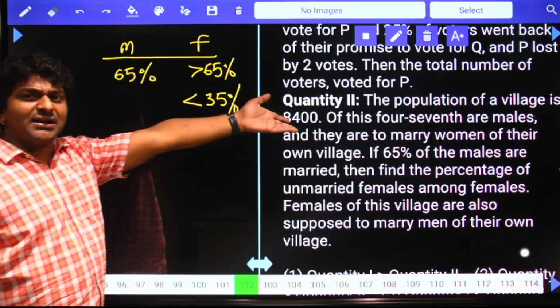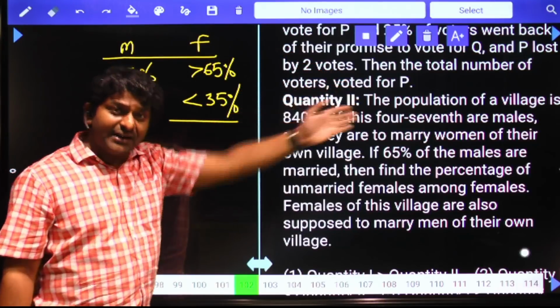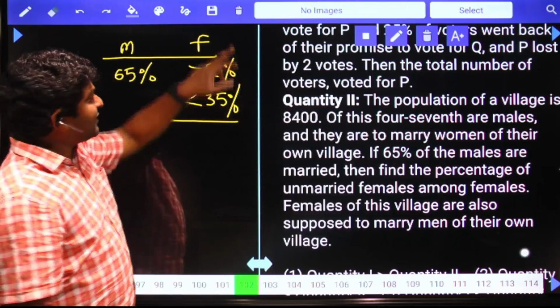Here itself we are done with the answer because you already know Q1 is equal to 49 and Q2 is equal to less than 35. You are done with the answer.